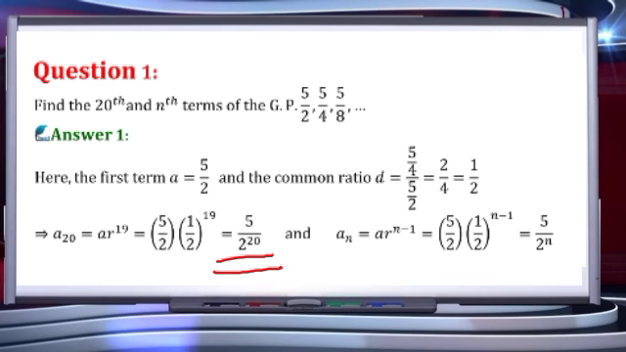Next is to find its nth term. We won't solve for a value; we will leave the answer in n only. So an reduces to a into r raised to power n minus 1. Next, again substituting the values, 5 by 2 into 1 by 2 raised to power n minus 1. So this reduces to 5 over 2 raised to power n.